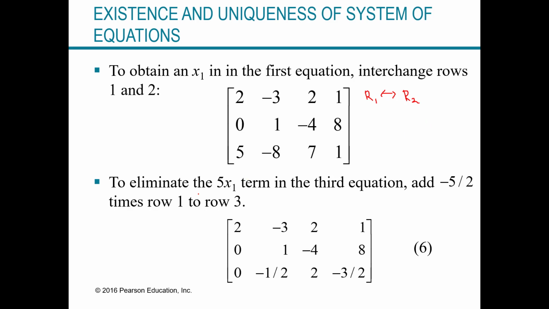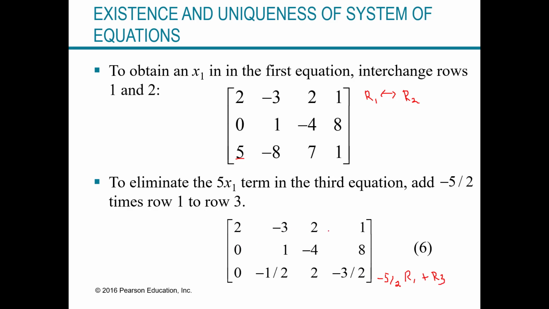Now moving forward, let's eliminate the 5 down here and get this to be a 0. There are multiple ways to do this, but I'm going to take negative 5 halves times row 1 and add it to row 3. My notation, I would write to the side: negative 5 halves times row 1, added to row 3. The resulting equation is in row 3, which is why I write my note next to row 3.